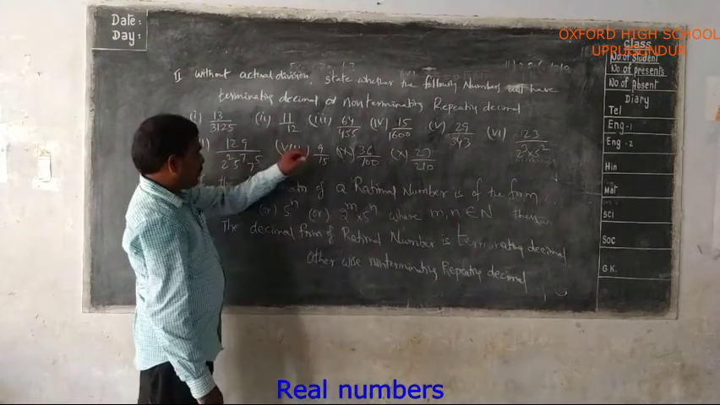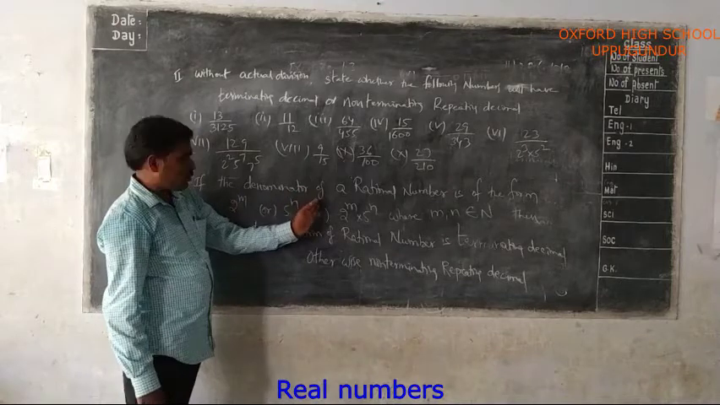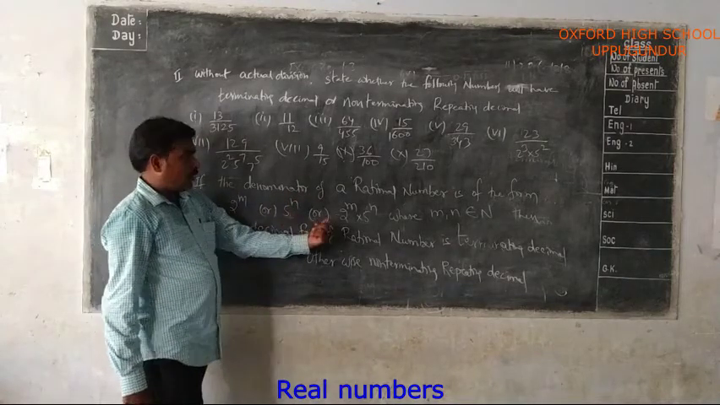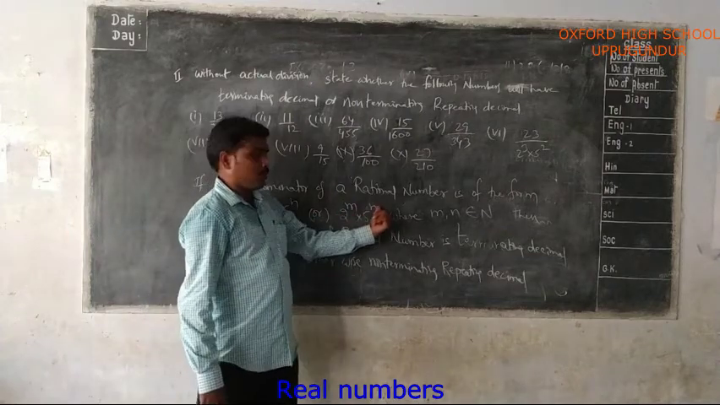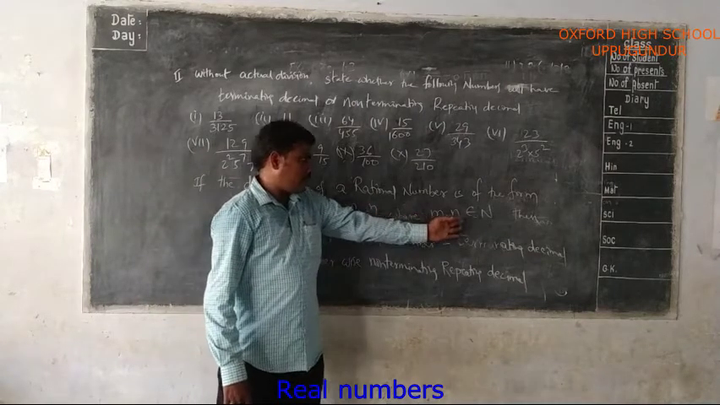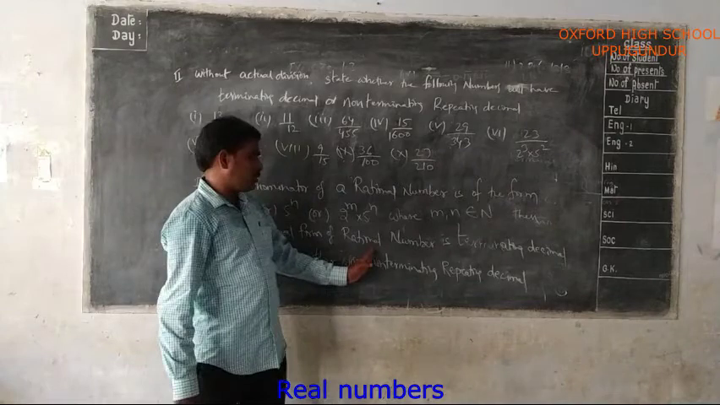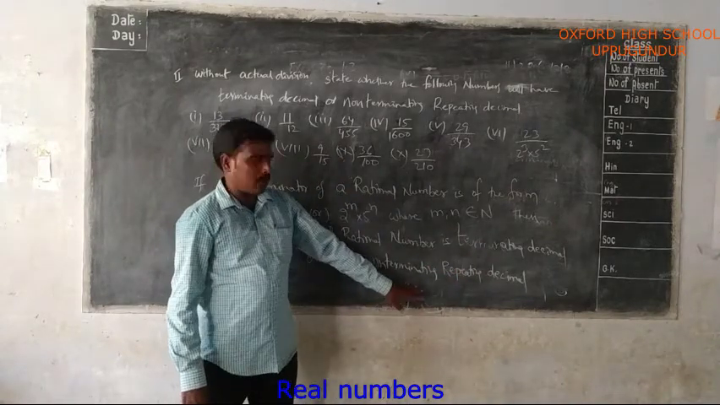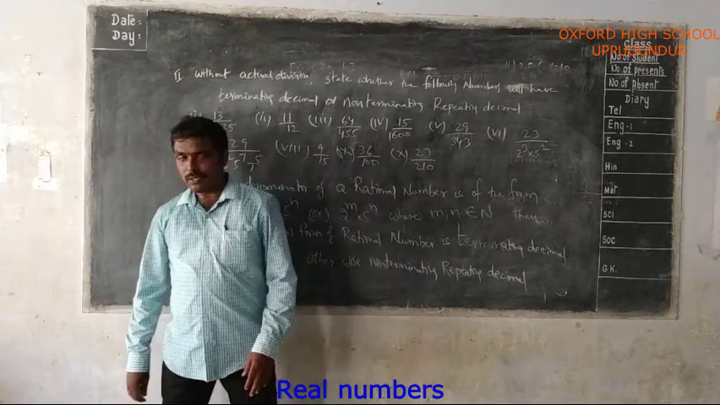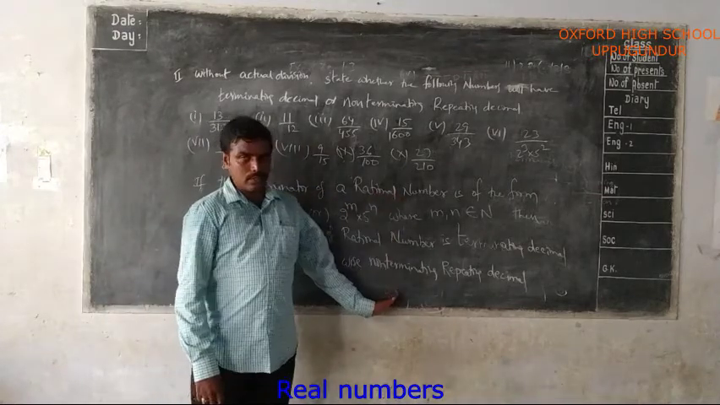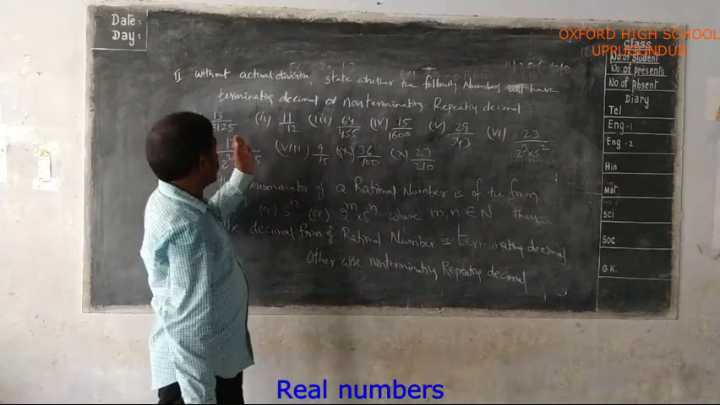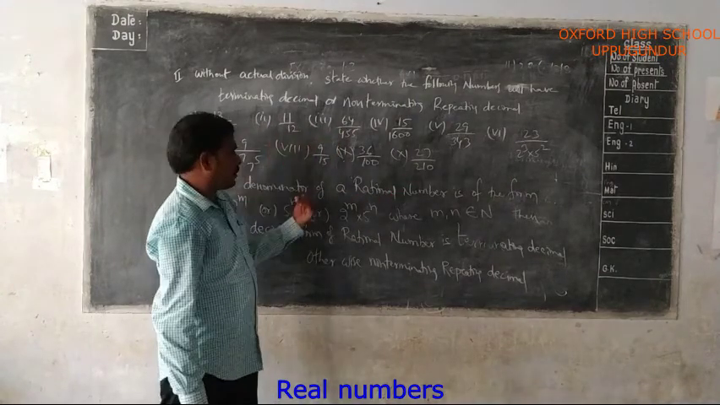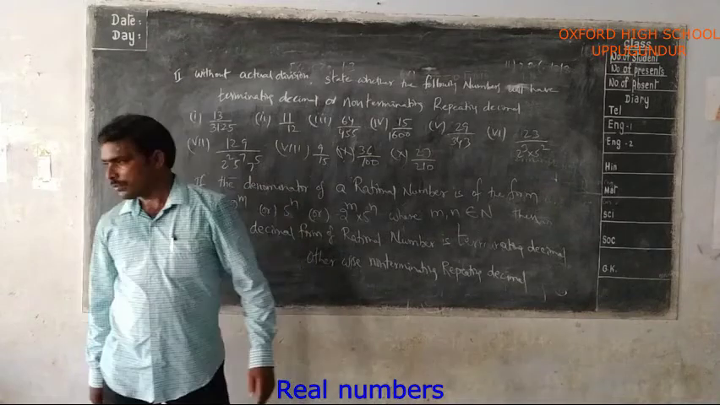That means, if the denominator of any rational number is only in 2 powers or only in 5 powers or a product of 2 powers and 5 powers, then only the decimal form of that rational number is a terminating decimal. Otherwise, it is a non-terminating repeating decimal. So, based on this condition, without actual division, you have to write whether these rational numbers are terminating or not.